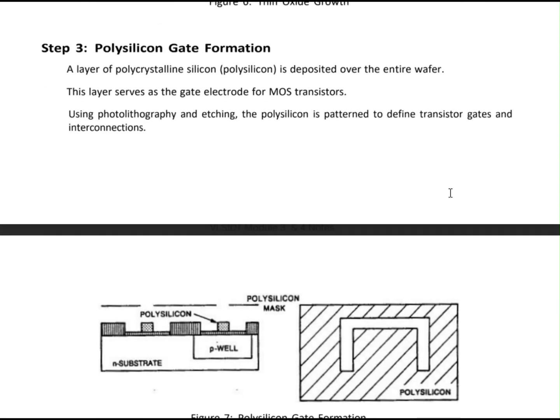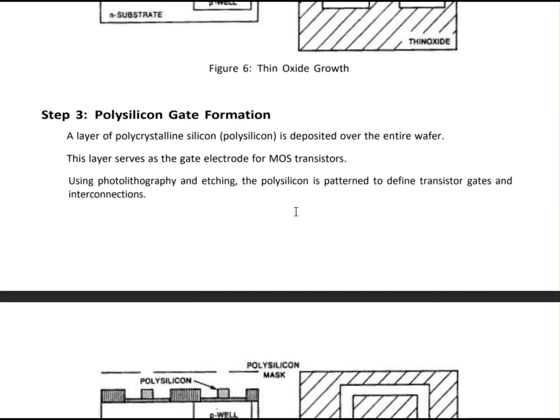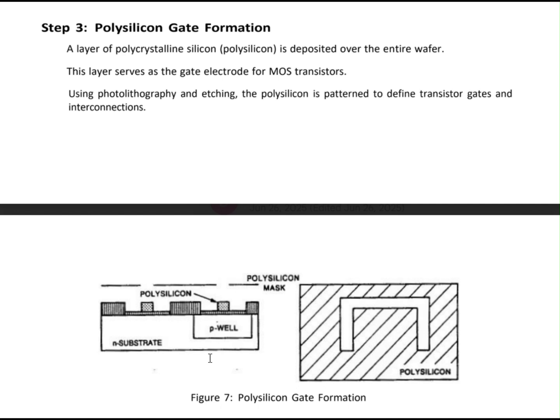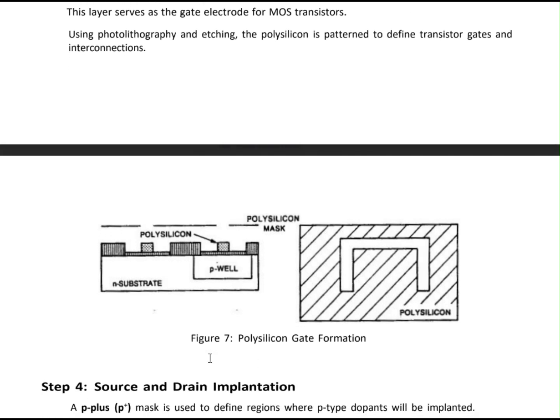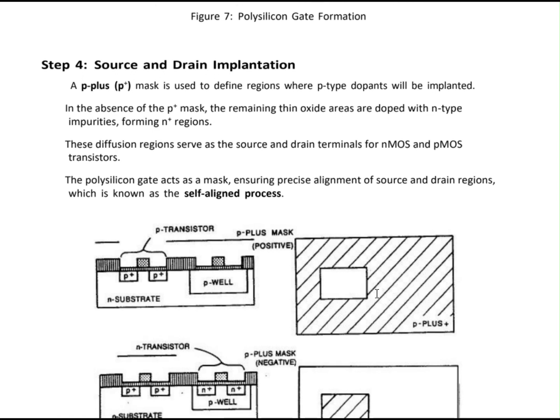Step 3 is polysilicon gate formation. After the thin oxide growth, the next step is polysilicon layer formation. Here the layer of polysilicon is deposited over the entire wafer, and this layer serves as the gate electrode. So this is the top view after depositing the polysilicon gate. Next one is source and drain implantation.